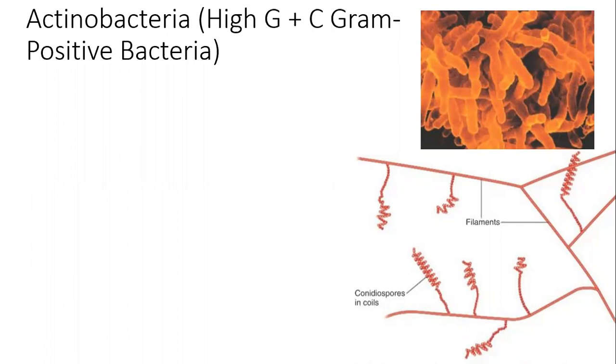Bismillahirrahmanirrahim. Our next topic belongs to volume 4, which represents the phylum Actinobacteria, and it includes those gram-positive bacteria which have high G plus C content. So we'll discuss this phylum Actinobacteria in volume 4 of the second edition of Bergey's Manual of Systematic Bacteriology.